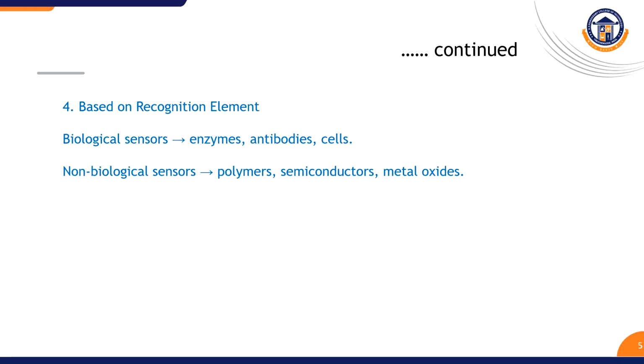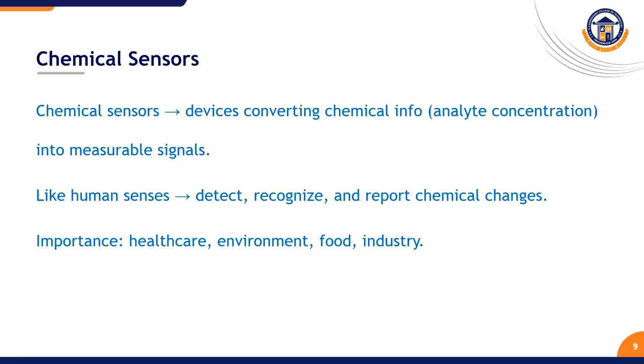And the fourth type is based on the recognizing element, that is biological sensors and non-biological sensors. Enzymes, antibodies, cells used as a recognizing element, we call it a biological sensor. Other than that, polymers, semiconductors, or metal oxides are said to be non-biological sensors.